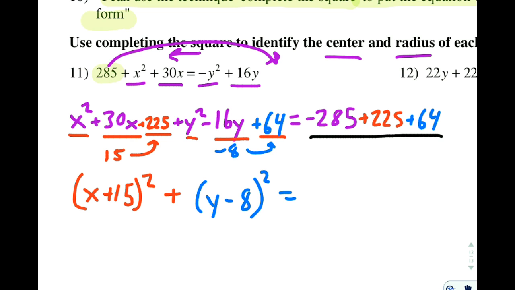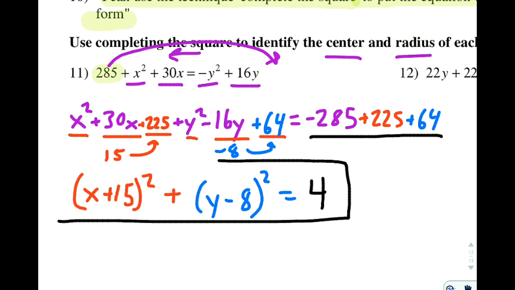And that's all going to equal what this cleans up to. I need to clean this up into a single number. So I take negative 285 and I add 225 and I add 64. I plug that all in my calculator and it comes out to almost 0, not quite, it comes out to 4. And when I do that, you'll recognize this as a nice cleaned up form of a circle.